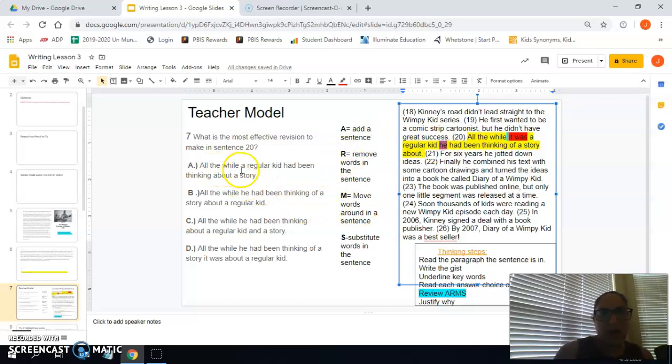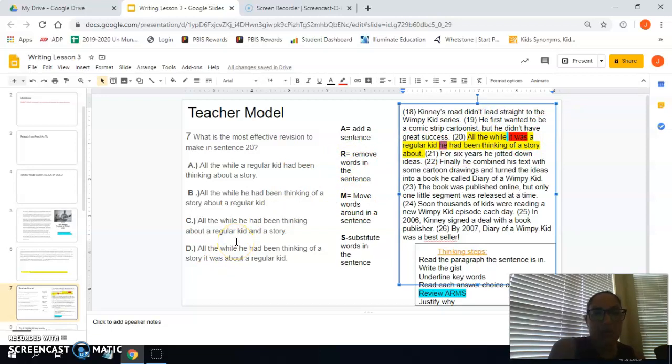So A: "All the while, a regular kid had been thinking about a story." Well, I know that I wanted to remove "it was," so it did remove it, but it's not talking about "he," the author of the story. So I don't think it's A. Let's go to B: "All the while, he had been thinking of a story about a regular kid." Well, I see that it did remove "it was," and that it has "he." After a while, he, who's he? The author had been thinking of a story about a regular kid. Okay, that sounds like it has the two, remove and move, but I'm going to check the rest.